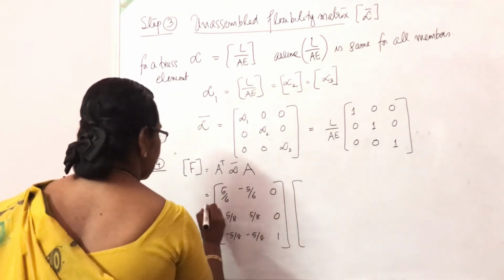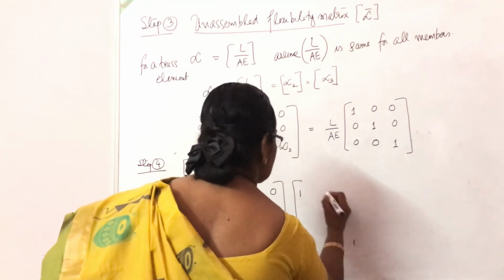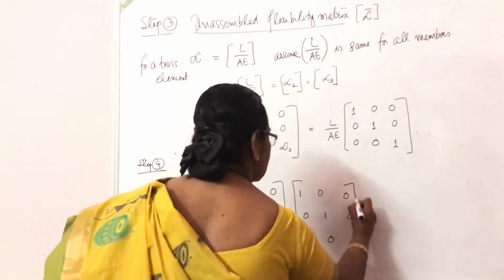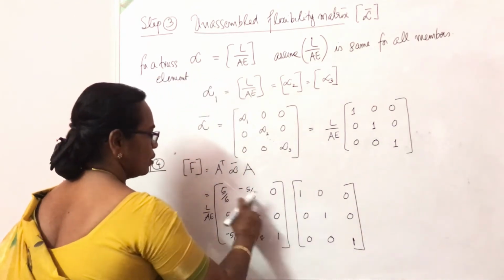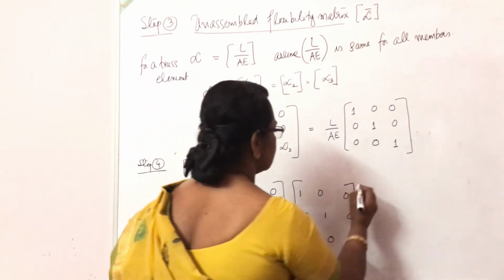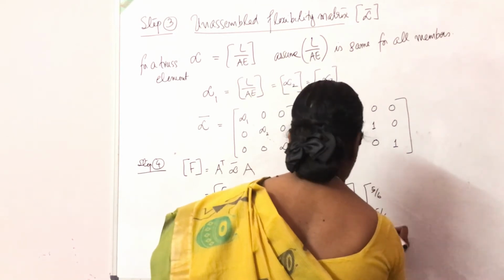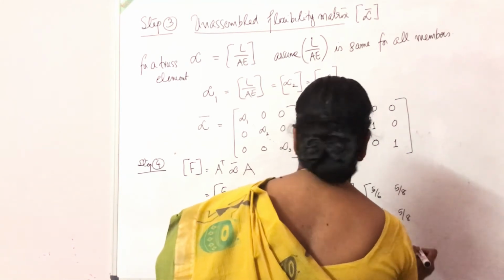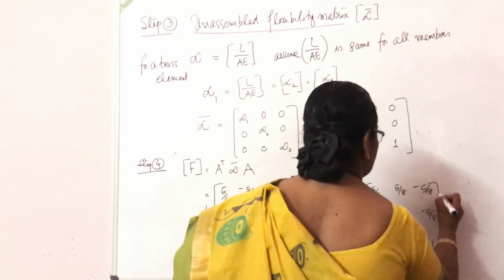Alpha bar is L by AE. You will take L by AE outside, 1, 1, 1. A transpose alpha bar, do this multiplication. First row into first column, first row into second column, first row into third column. You get the 3 elements. Similarly, second row. That into A. A is 5 by 6, minus 5 by 6, 0; 5 by 8, 5 by 8, 0; minus 5 by 8, minus 5 by 8, 1.